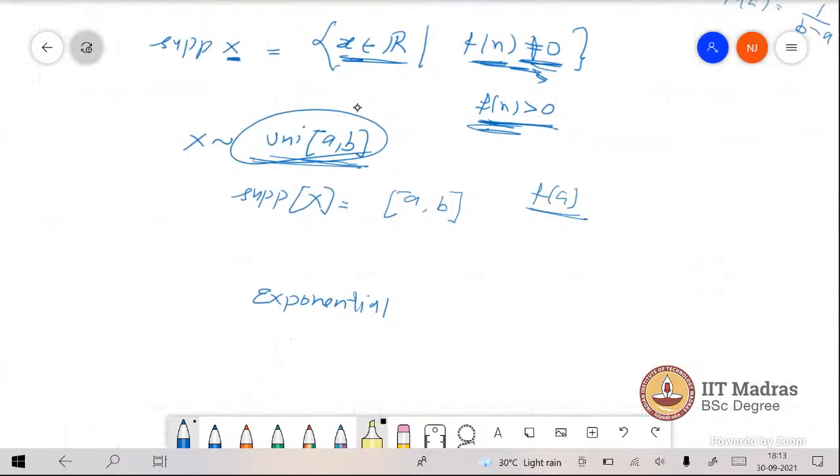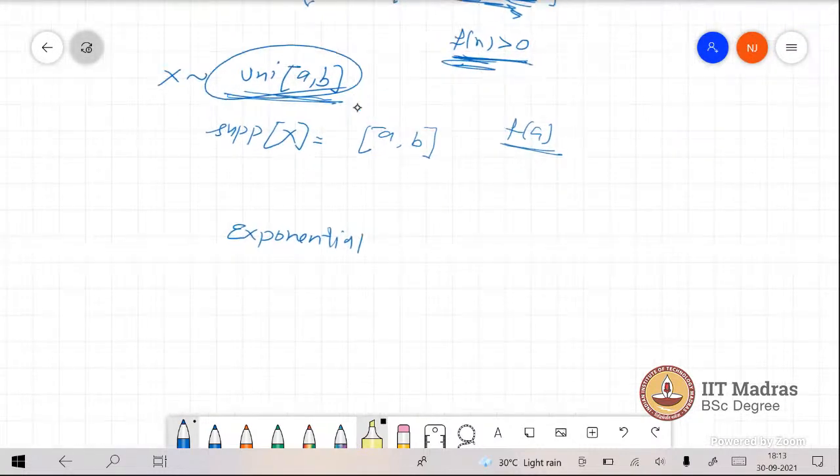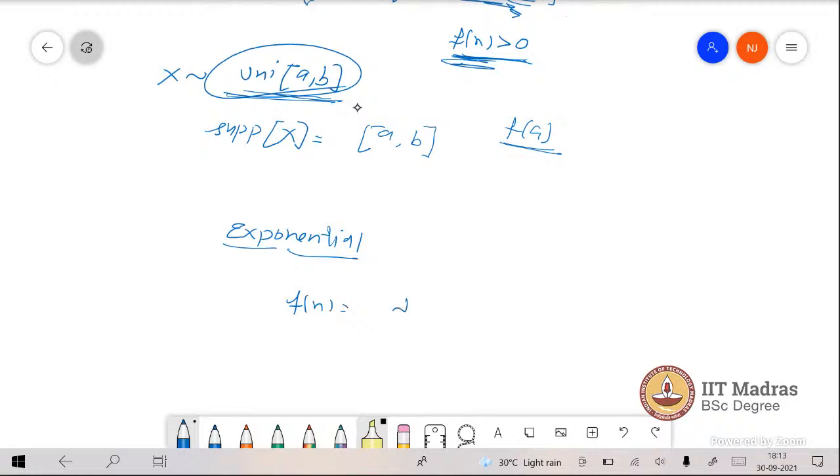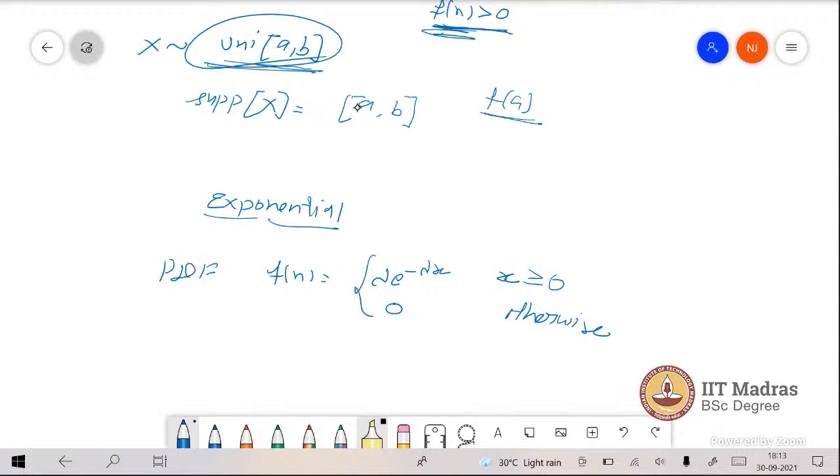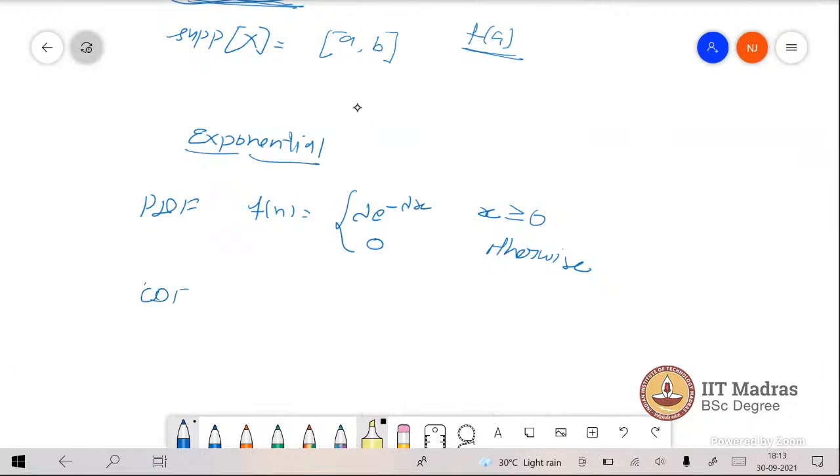No. Okay. So the exponential is defined as where f of x is lambda e raised to power minus lambda x, and x is always greater than or equal to 0 and 0 otherwise. This is the PDF of an exponential distribution, and the CDF is defined as follows. How will you find this? Integrate lambda e raised to power minus lambda x dx from minus infinity to x, and minus infinity you need not worry about. You just take from 0 to x.